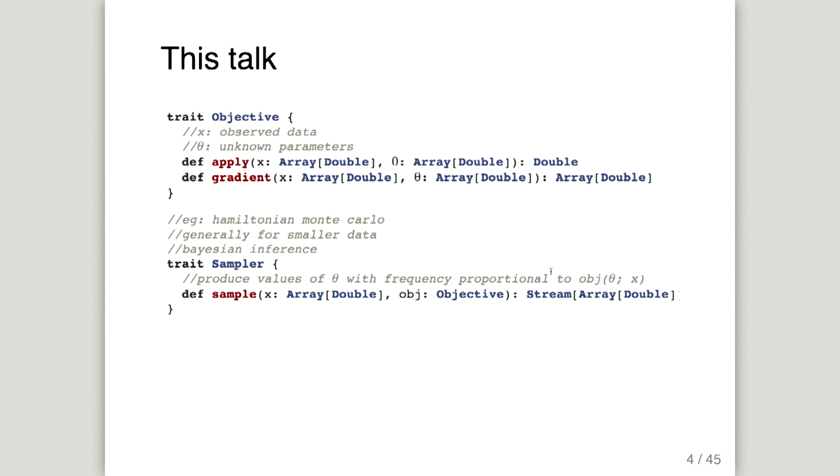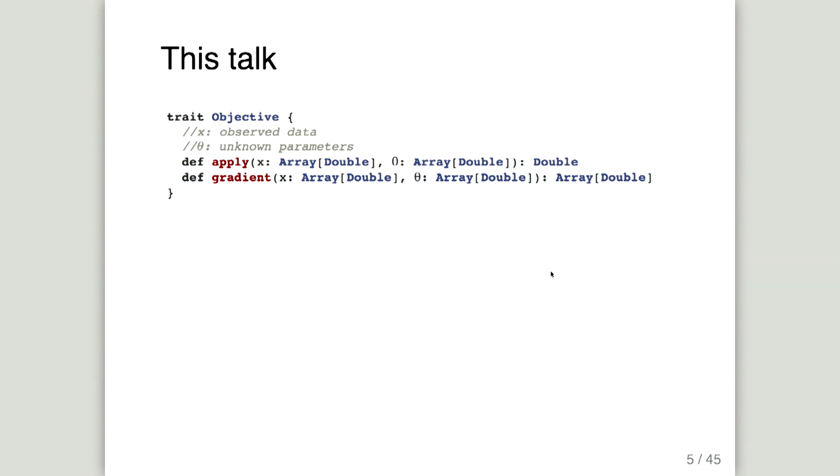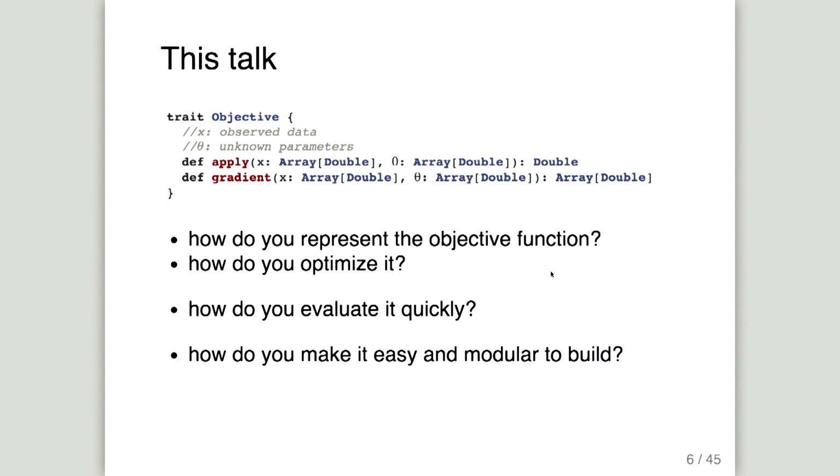So in this talk, we're not going to talk about the optimization case, which is where you have a huge amount of data and you want to find a single point estimate. We're going to be talking about the sampling case, where generally you have less data and more uncertainty, so you want to be using a sampler. And we're not going to talk about samplers or implementation of samplers. We're just going to focus on the objective function, on the implementation of the objective function.